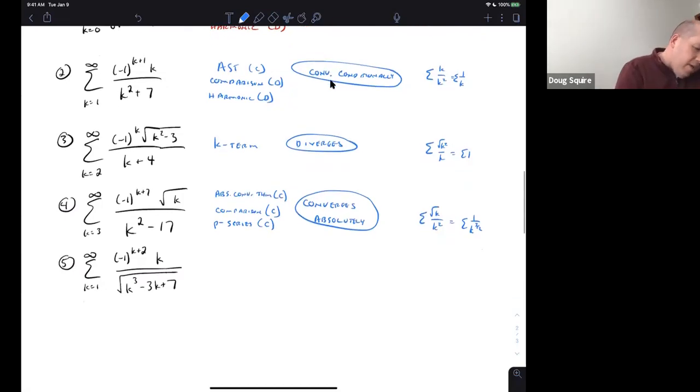Okay, on number 5, when we get over here, we're going to get k over k to the 3 halves. That's 1 over k to the 1 half, which means we're going to get a P series that diverges. We're going to do a comparison test that diverges. And then the alternating series test is going to conclude that the original series converges, which means this converges conditionally.